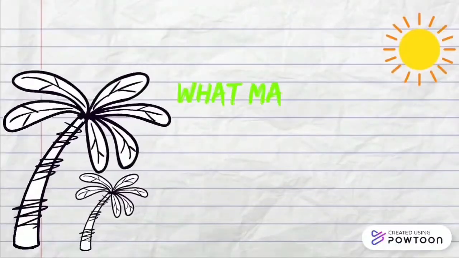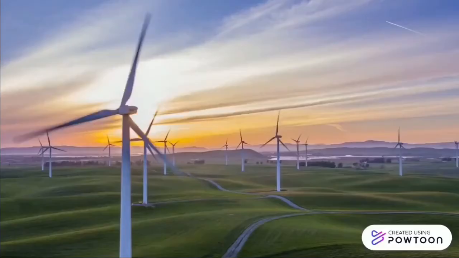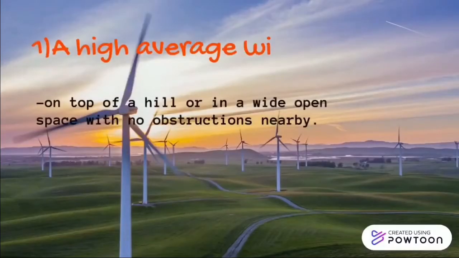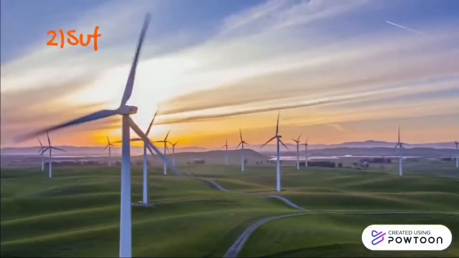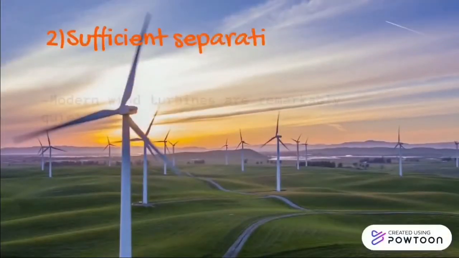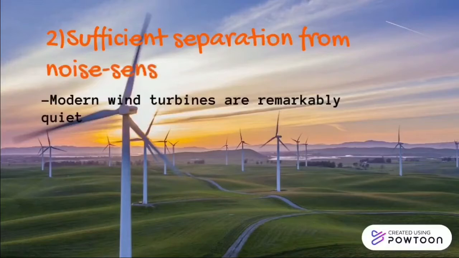What makes a good wind power site? A high average wind speed, such as on top of a hill or in a wide open space with no obstructions nearby. Any site that has an annual average wind speed of 7 meters per second or more would be considered excellent for farm wind turbines. Sufficient separation from noise-sensitive neighbors. Modern wind turbines are remarkably quiet.